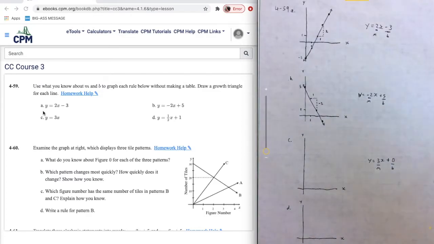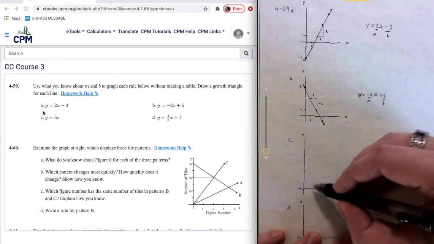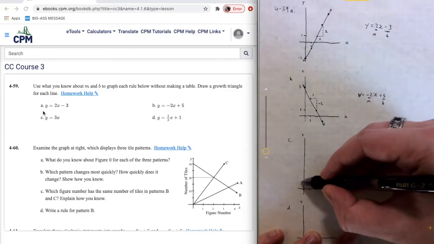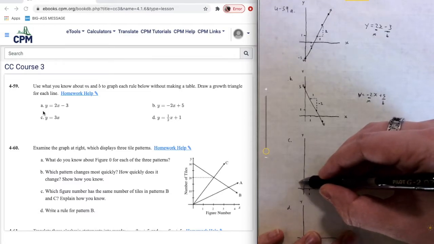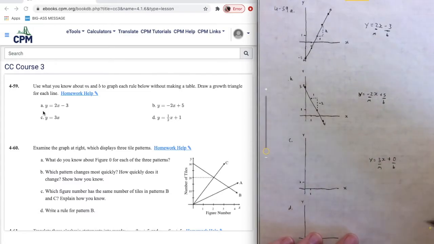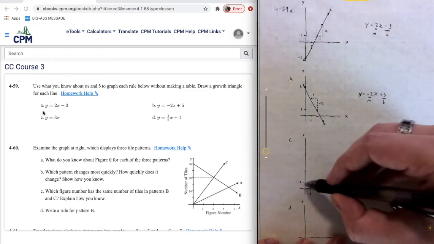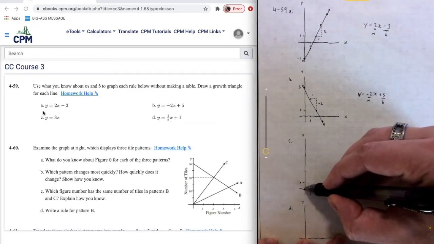So let's start by adding the scale to our axes. Put a 1 and a 1 to show that each square counts as 1 in each direction. So because our B is 0, we're going to be starting our graph at the origin, right here at 0, 0.